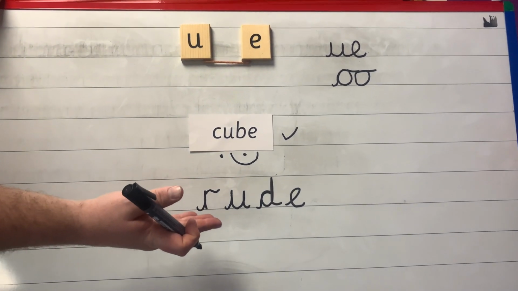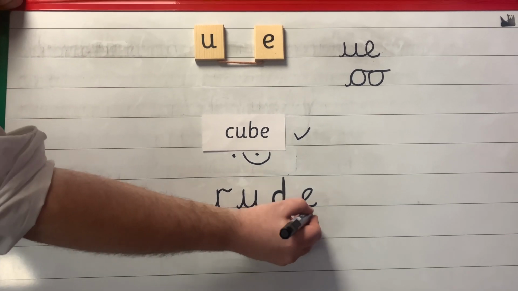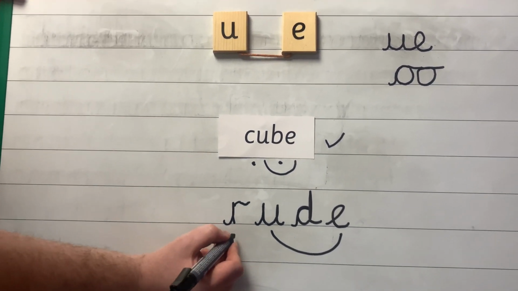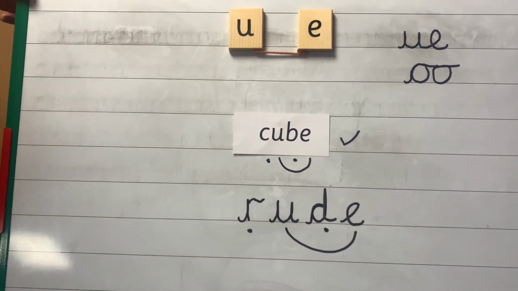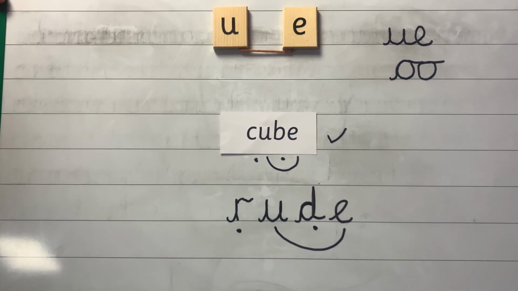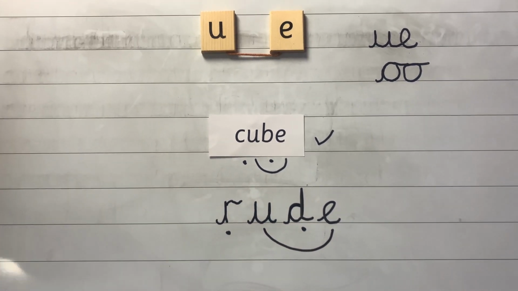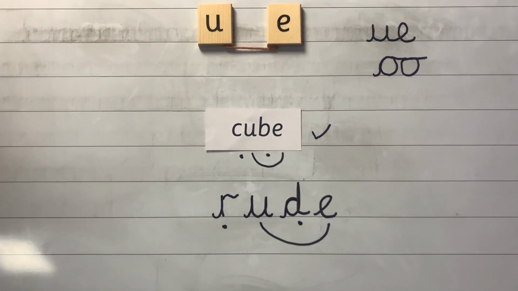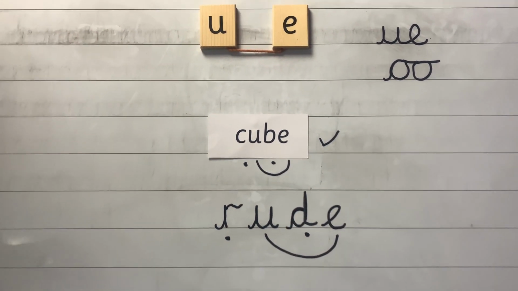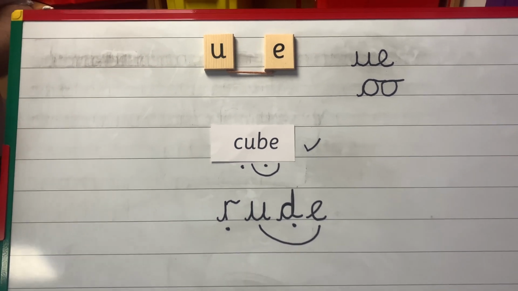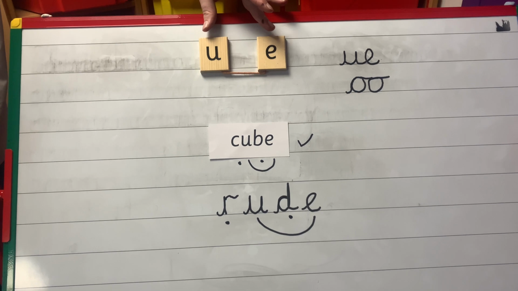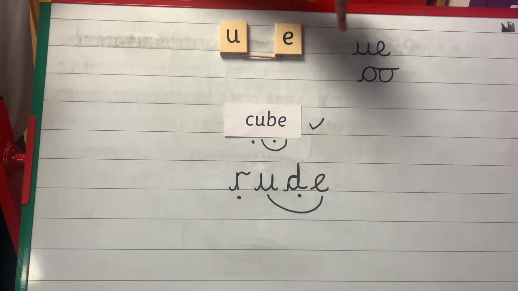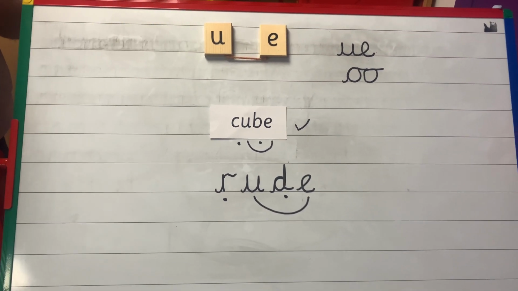So train your brain to tell your eyes to look for the split digraph. Now we don't know if it's a U or an oo until we read the word. Let's have a go. So we've got our r and our d. Let's read it as a U sound. R-ude, r-ude. No, that doesn't make any sense. Let's try it as an oo sound. R-ude, rude. You are very rude. Well done, boys and girls. So remember, this split digraph can make two different sounds. A U sound, like in cube, or an oo sound, like in rude. Let's have a look at some words on the board together.